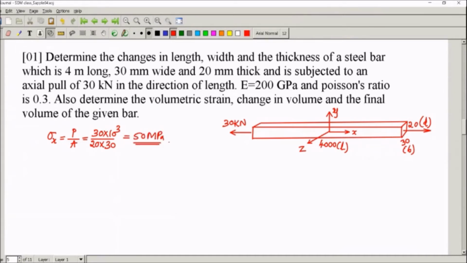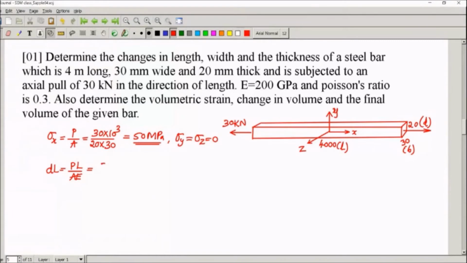Sigma x is 50 MPa and there is no load along the y direction or z direction. So sigma y and sigma z are 0. And we can calculate what is delta L using the PL by AE expression. What is P here? 30 kilonewton. What is L here? 4000. What is A here? 30 into 20. What is E here? 200 gigapascal. So we can find out what is delta L here.